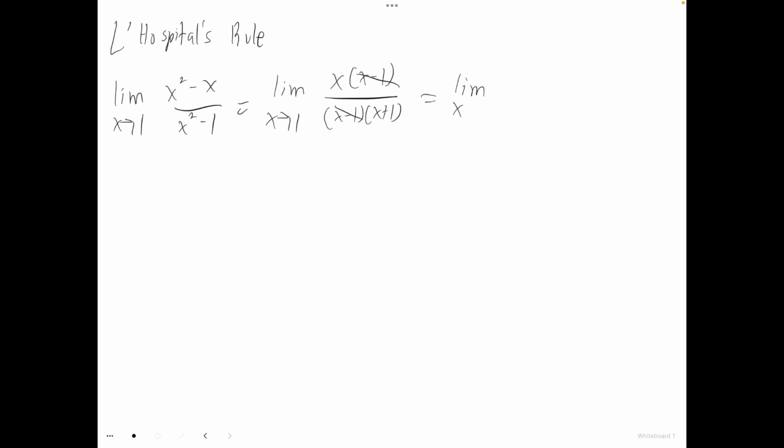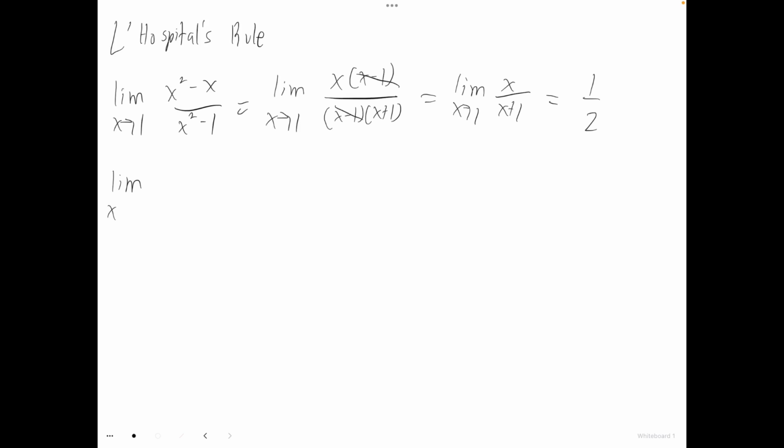As you might recall, we've talked about computing the limit as x goes to 1 of x squared minus x over x squared minus 1. We used algebra for this, where we factored the top and the bottom. The top factors as x times x minus 1, and the bottom is x minus 1 times x plus 1. We canceled the x minus 1 to get the limit as x goes to 1 of x over x plus 1. Then we just plugged 1 in to get that the limit was 1/2.